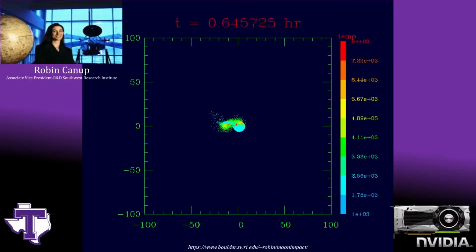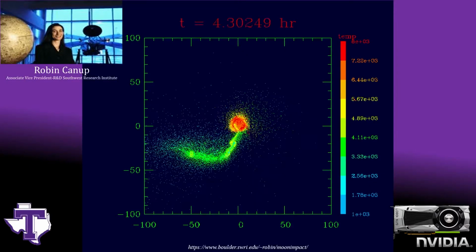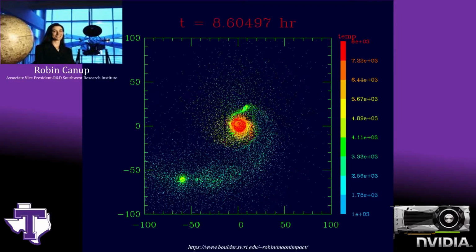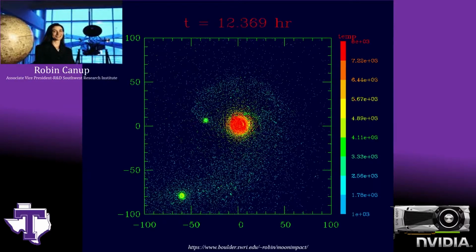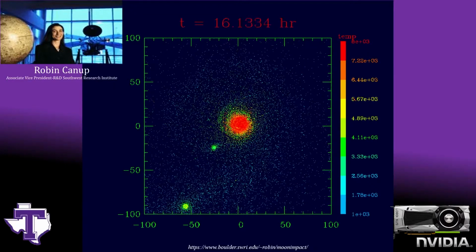Now, this is Dr. Canup's simulation. Dr. Canup is the lead researcher in this project in the world. And here's one of her simulations.